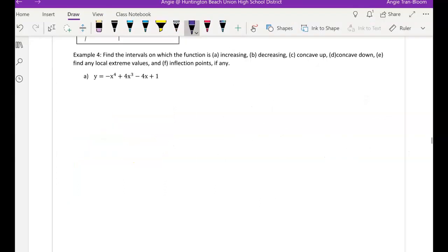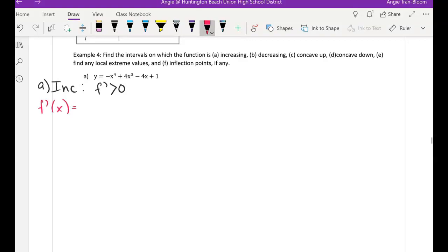Example 4 of 4.3. Find the intervals on which the function is a, increasing, b, decreasing, c, concave up, d, concave down, e, local extreme values, and f, inflection points if we have any. So it sounds like we have a lot to do. Ready? A, we want to find when it's increasing. Let's do one part at a time. Increasing is when the derivative is bigger than 0. Because there are no endpoints, I don't have to worry about endpoints. So it sounds like we have to find the derivative.